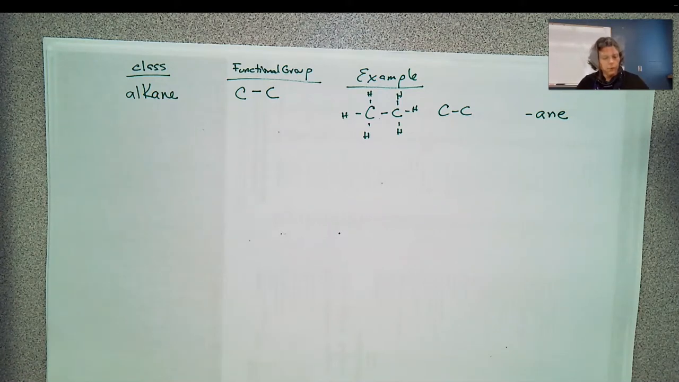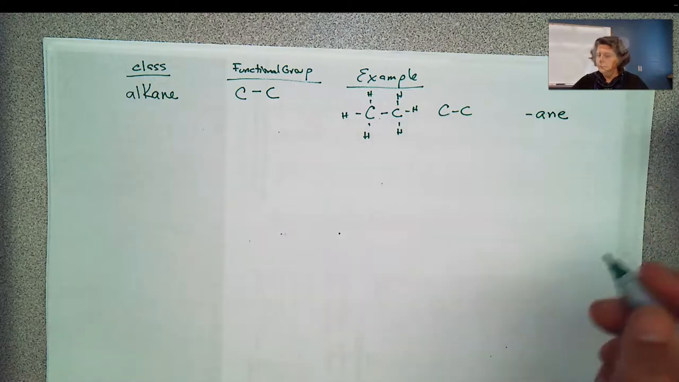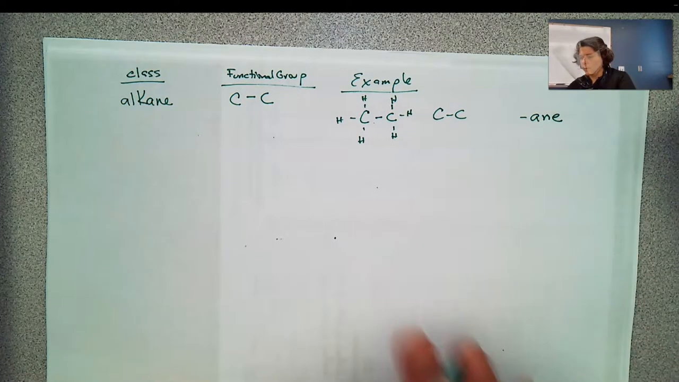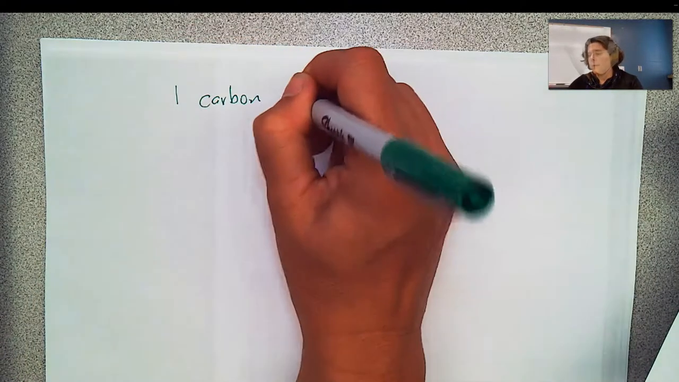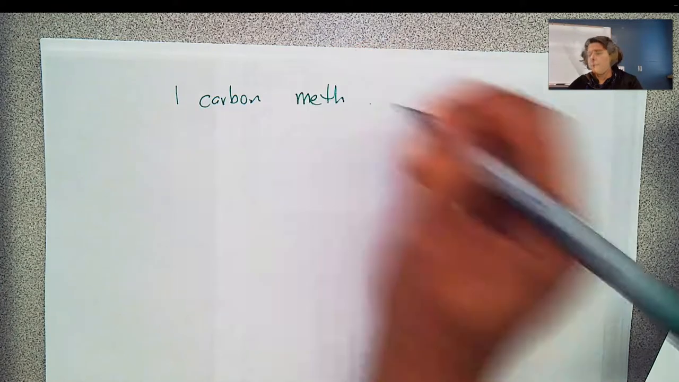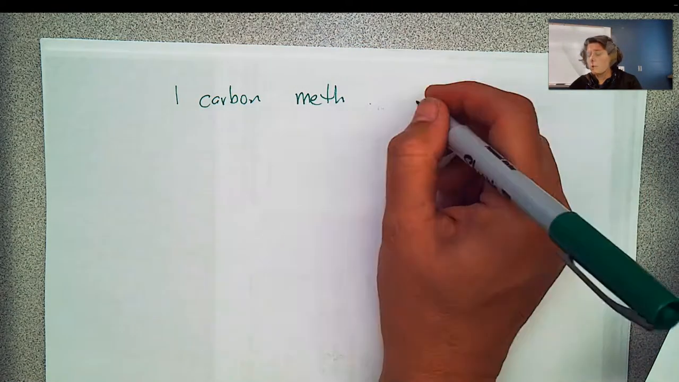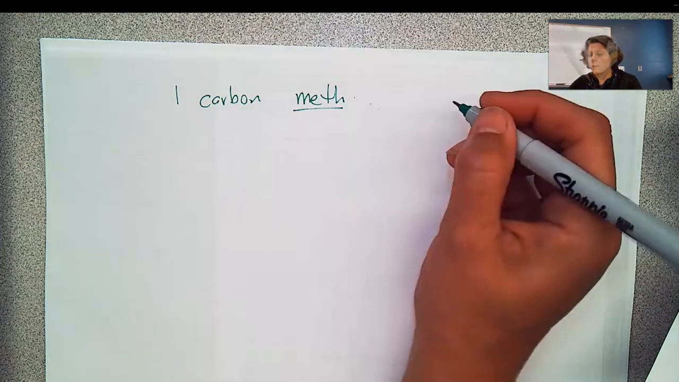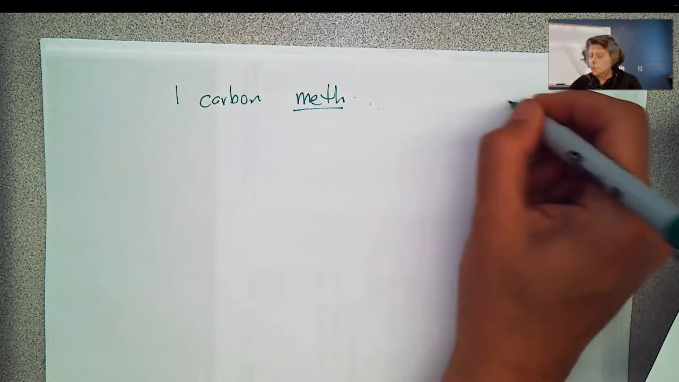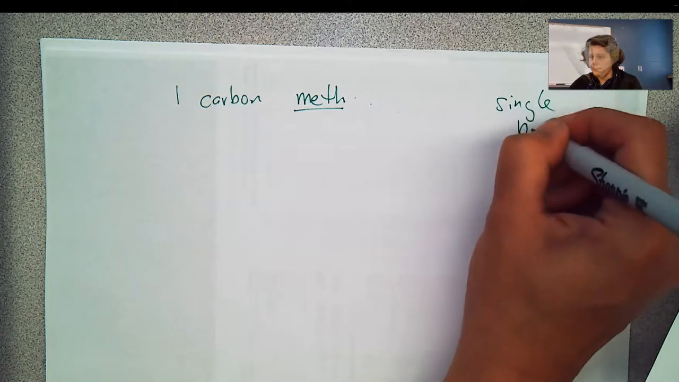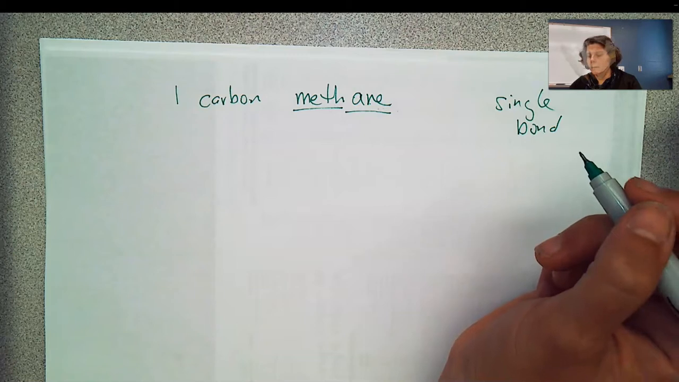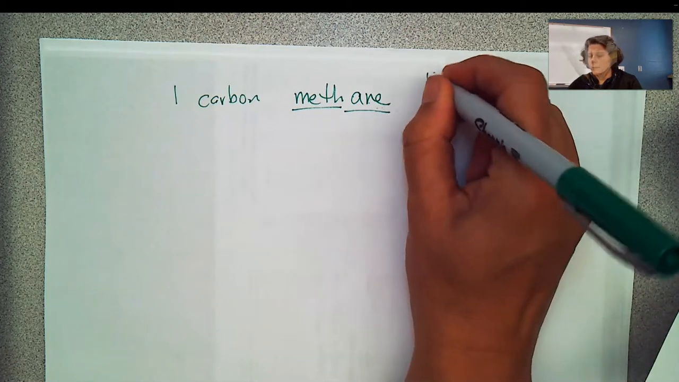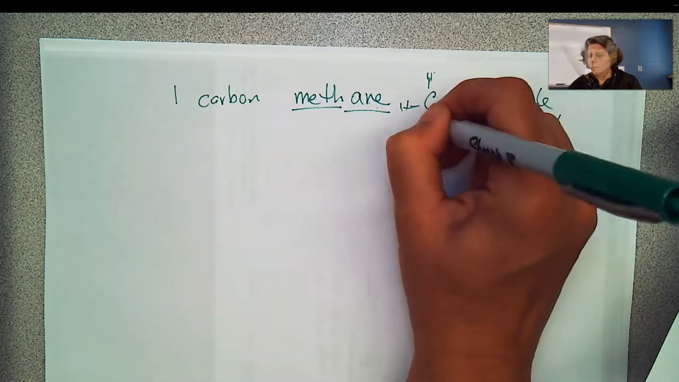So when we have one carbon, side note, I'm going to come back to this sheet in a second. If we have one carbon molecule, this is called meth. If they're all single bonded to each other, so meth is one carbon, and if they're single bonded, you end with A-N-E. Methane. So that would be just this. And you can't do anything more with methane, it's 1.